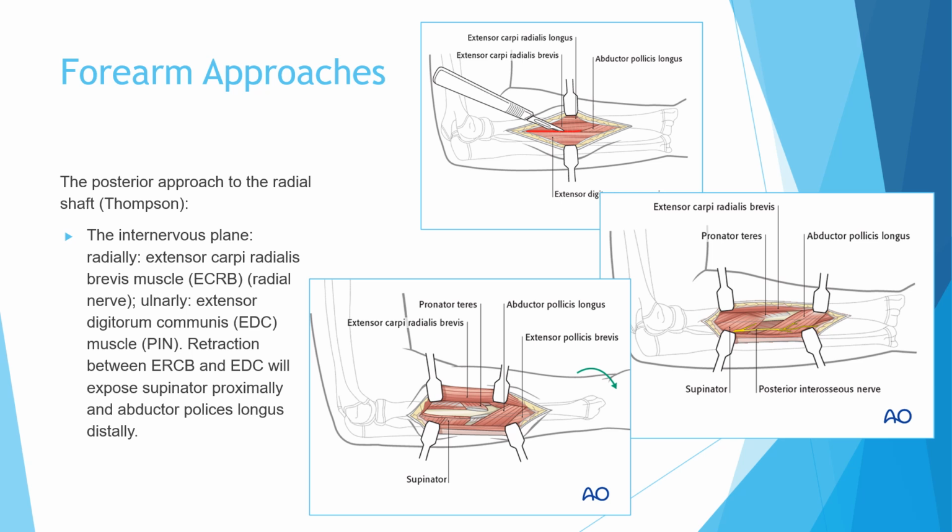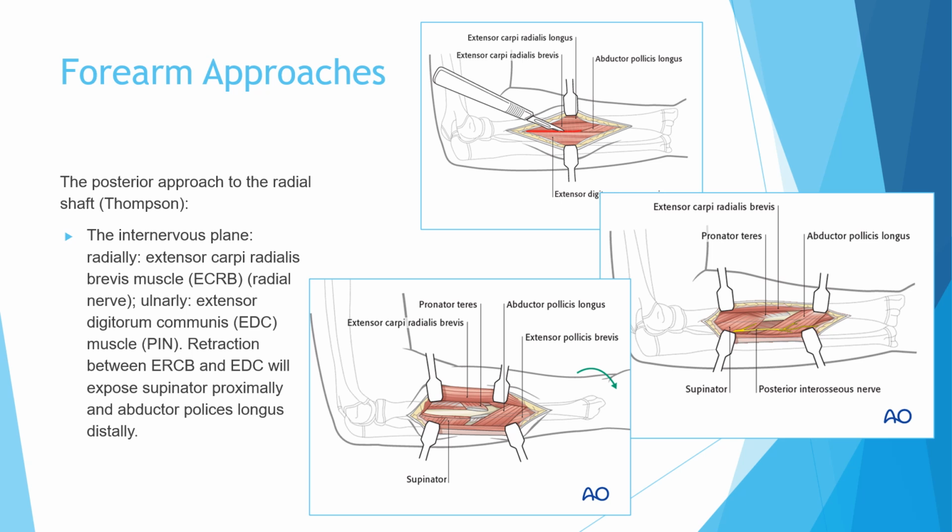Remember, the extensor carpi radialis brevis has a variable innervation, but mostly radial nerve. The extensor digitorum communis is basically PIN. The extensor carpi radialis brevis has different patterns. It sometimes takes from the radial, sometimes from the PIN, sometimes from the superficial radial, but you can consider it as an internervous plane between the radial nerve through the extensor carpi radialis brevis and the PIN through the extensor digitorum communis. Again, it's the same interval as the Kaplan, but more distally.